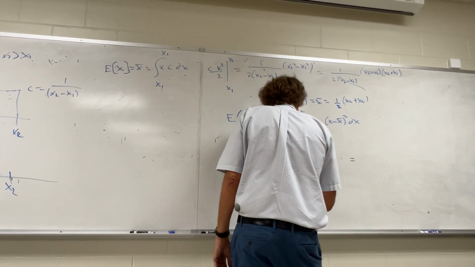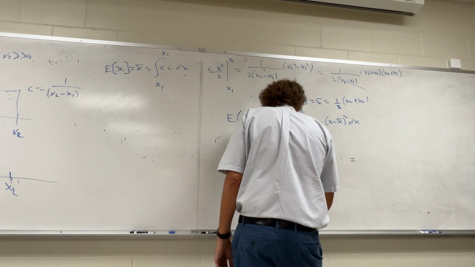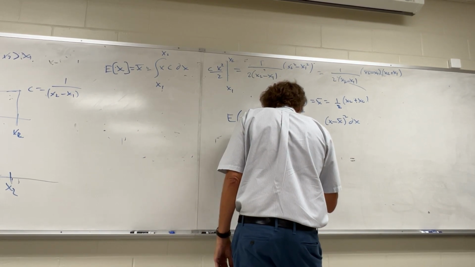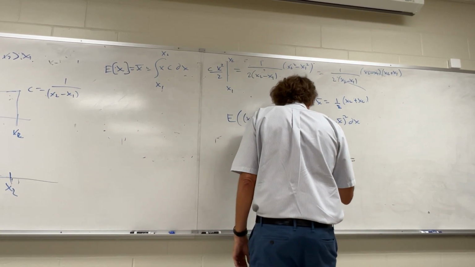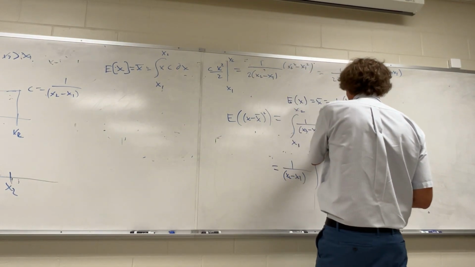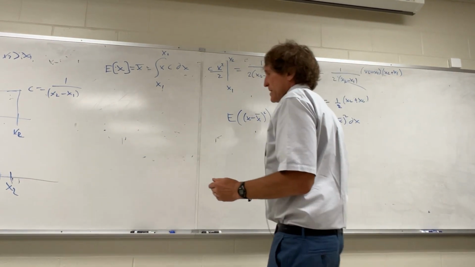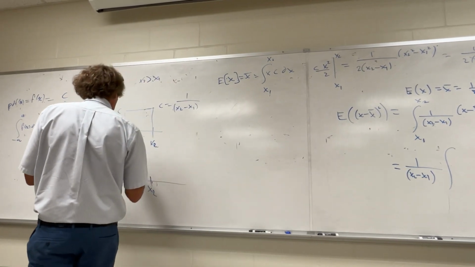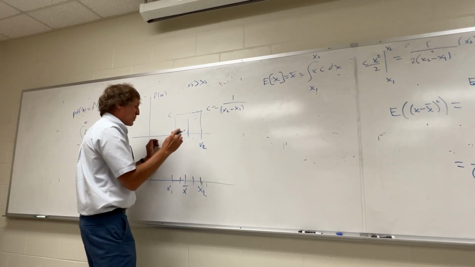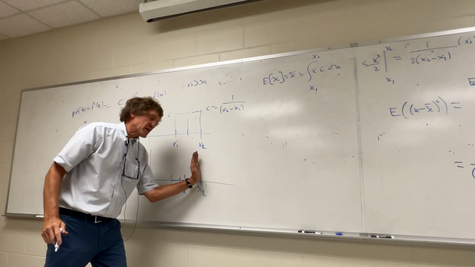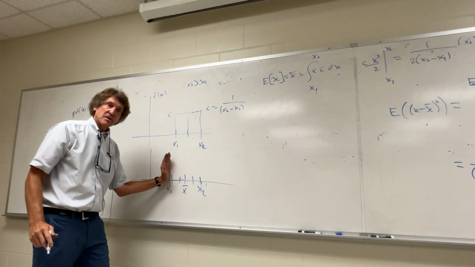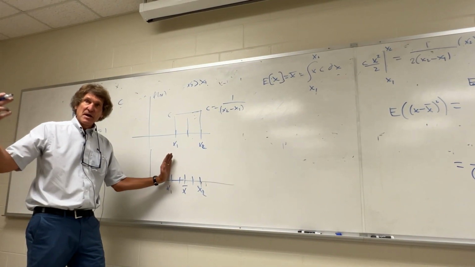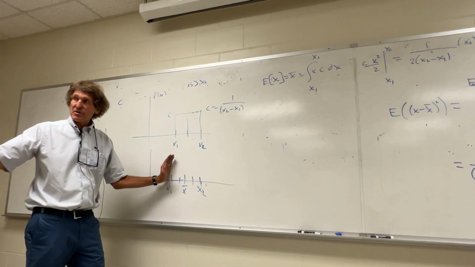Take the probability, or the constant value, x2 minus x1, out. And now, if I look at this right here, I know when I do the integral from here to here, it will have the same area as from here to here. It's a square, I mean, of x minus x bar squared. Do you all agree with that, class?